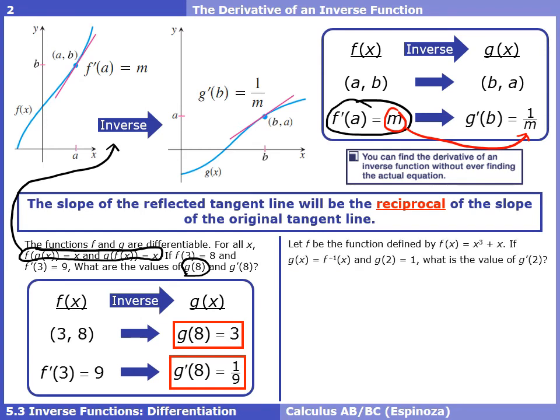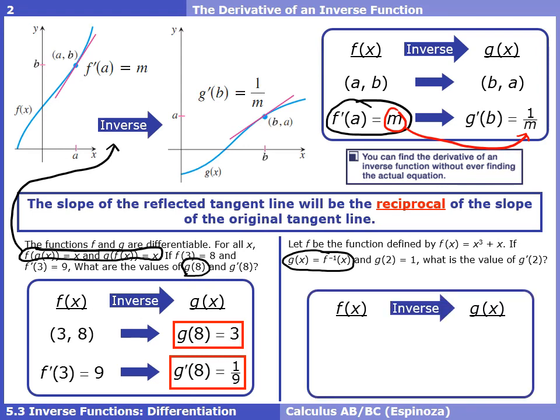Okay, one more example here. We're going to let f be defined by the function f of x equals x cubed plus x. If the function g is the inverse of f, that's the notation for the inverse, superscript of -1, and g of 2 is equal to 1, what is the value of g prime of 2? So, as soon as we see that they're inverse functions, let's go ahead and set up this little table. We don't have a point on our original function, so we're going to have to work in reverse here. They give us the value g of 2 equals 1, so we know our inverse function has the point (2, 1). If we reverse that, we know the point on the f function was (1, 2).